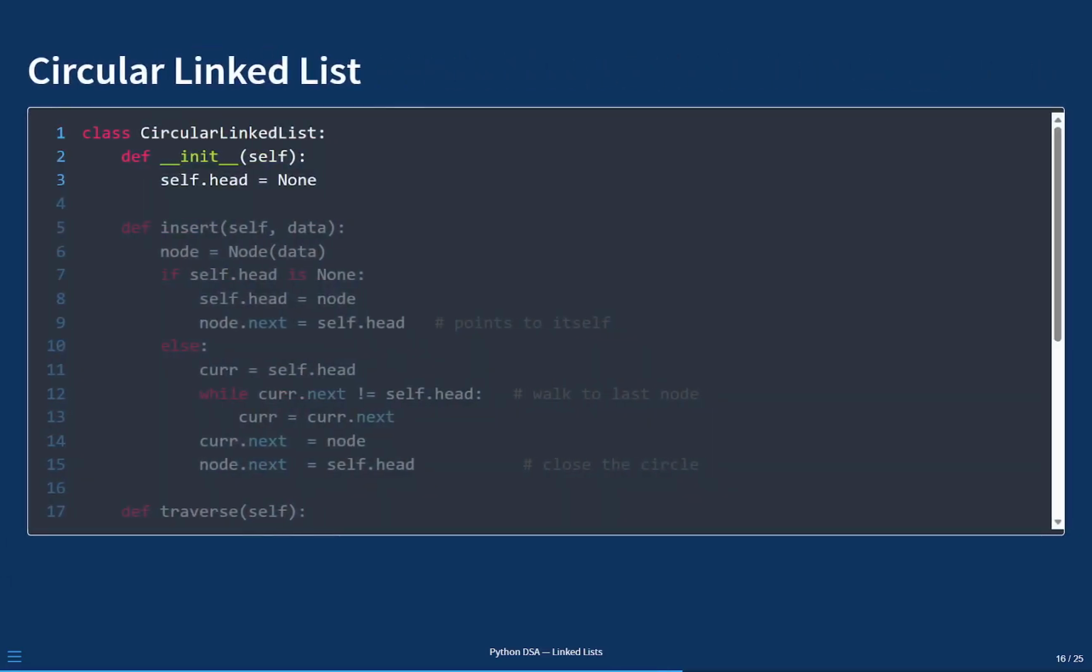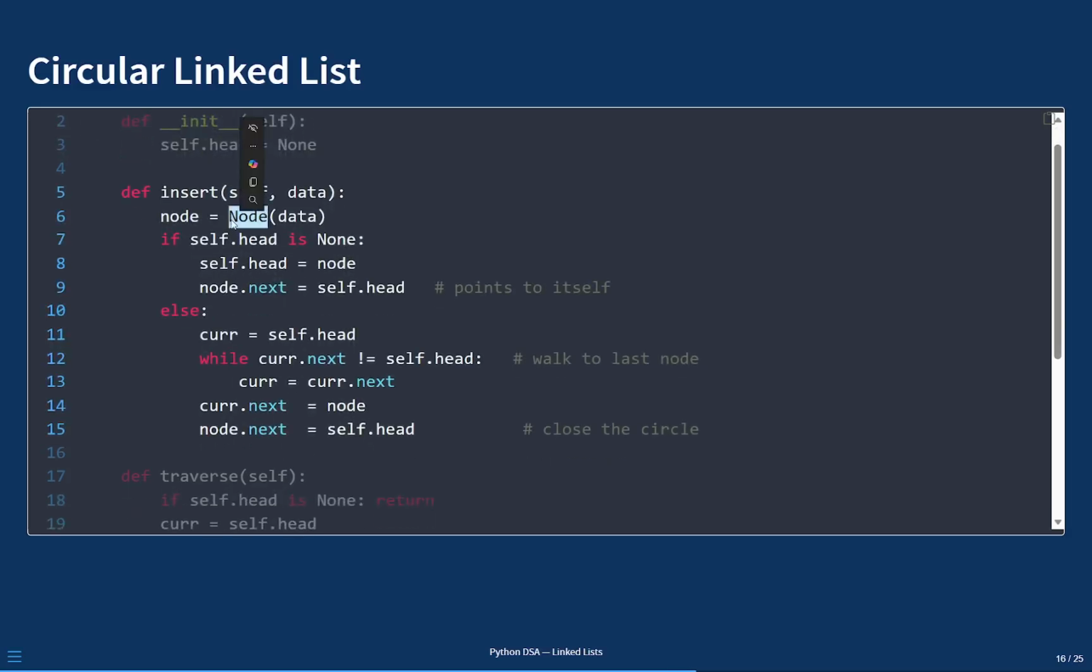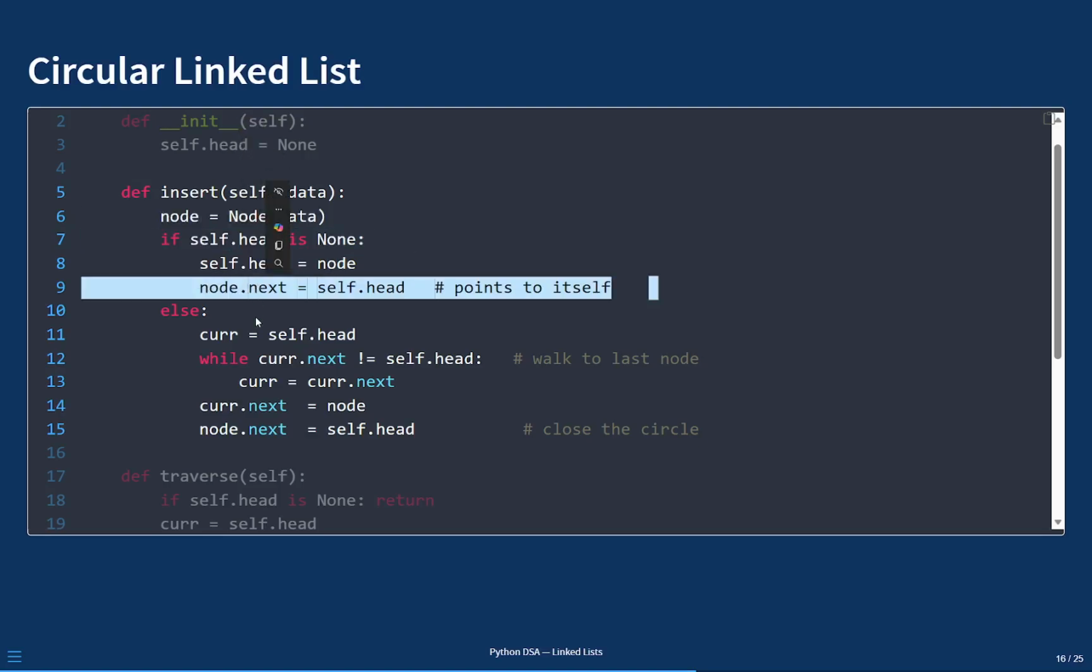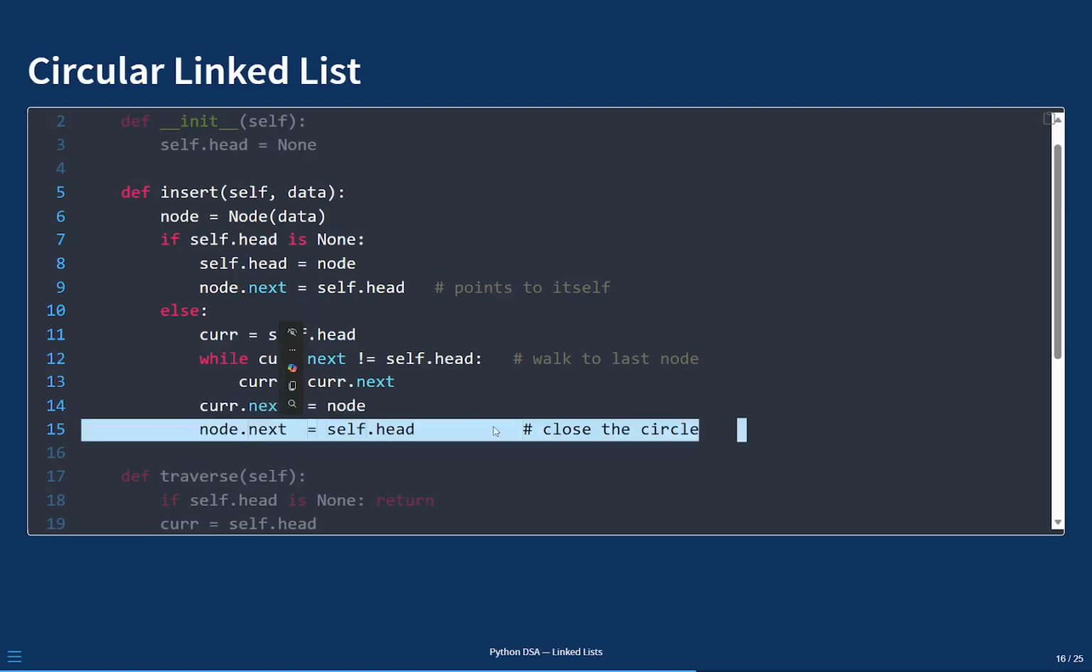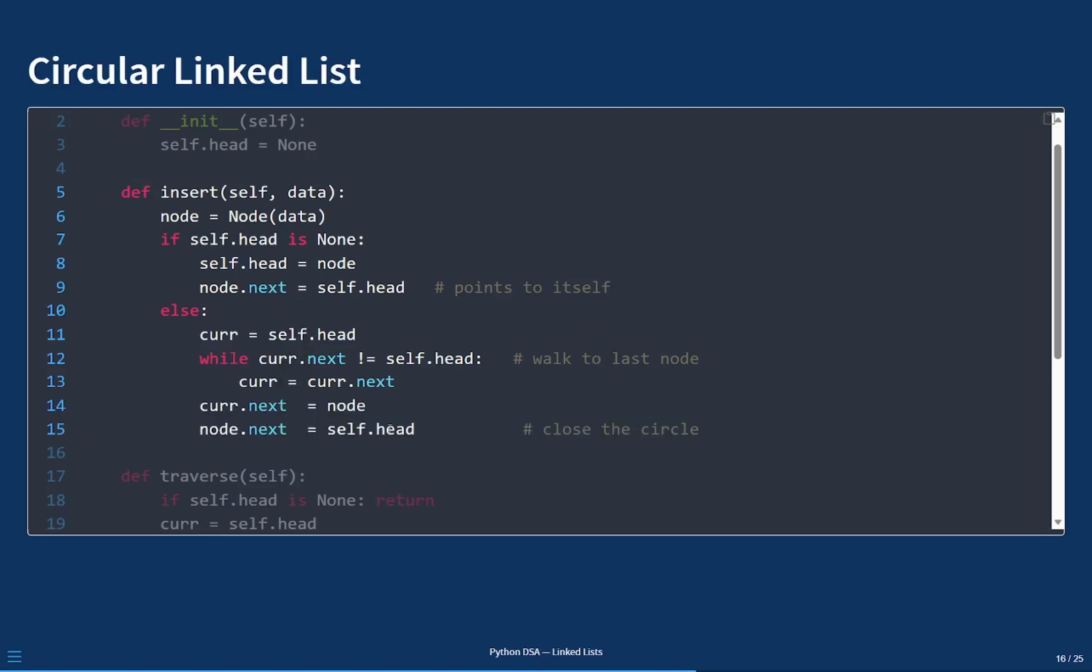Next. In a circular linked list, the last node's next doesn't point to None. It wraps around back to the head, forming a continuous loop with no definitive end. The insert method handles 2 cases. If the list is empty, the new node is set as head, and its next points to itself, a loop of 1. Otherwise, we walk to the last node, the one whose next equals the head, attach the new node there, and set the new node's next back to the head, closing the circle again.